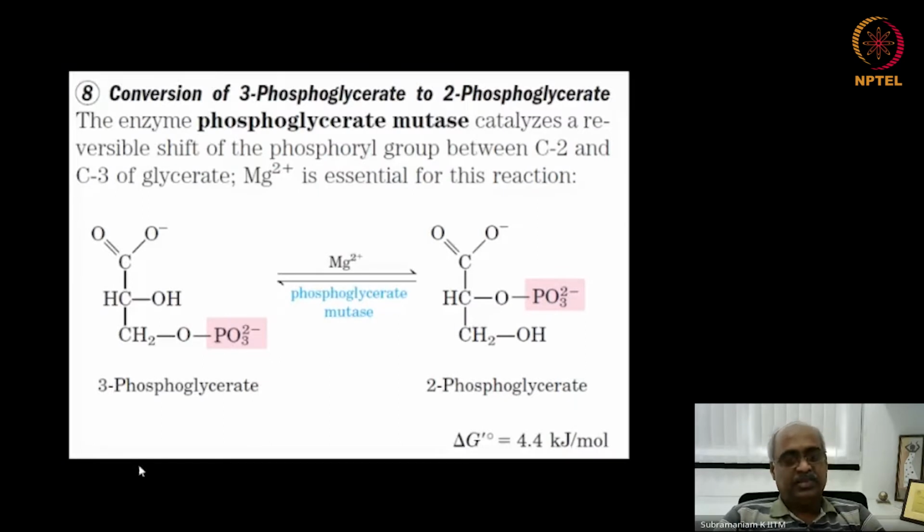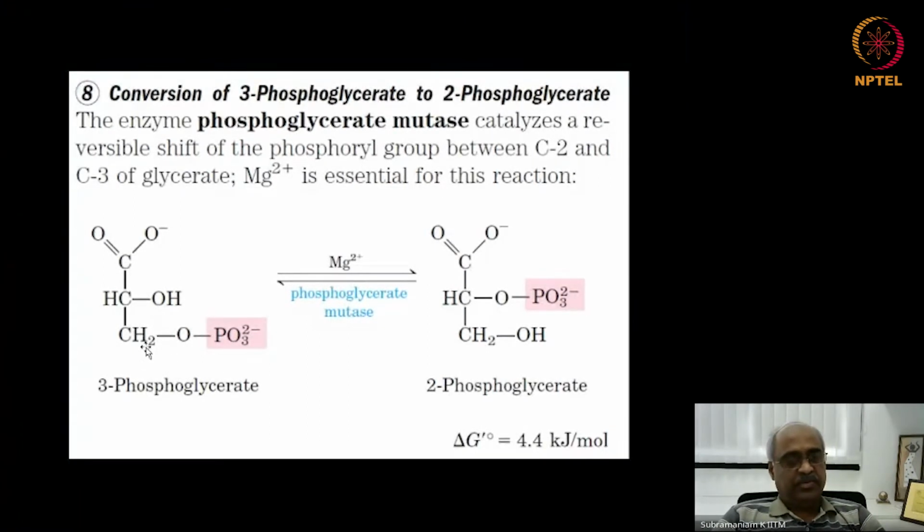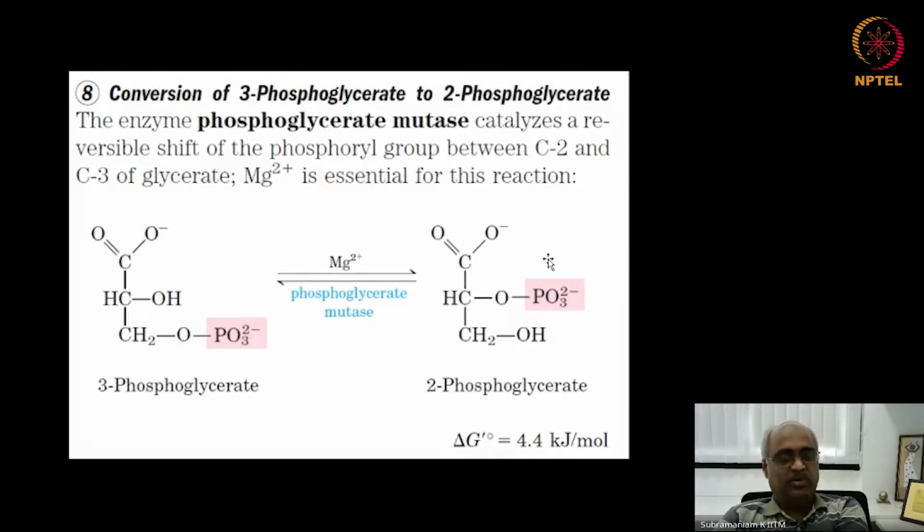And the next step is simply an isomerization where this ester is rearranged to the second carbon by a mutase, phosphoglycerate mutase, that converts 3-phosphoglycerate to 2-phosphoglycerate, which is very important for the progression of glycolysis, because the next step involves a reaction that will generate another energy rich molecule.